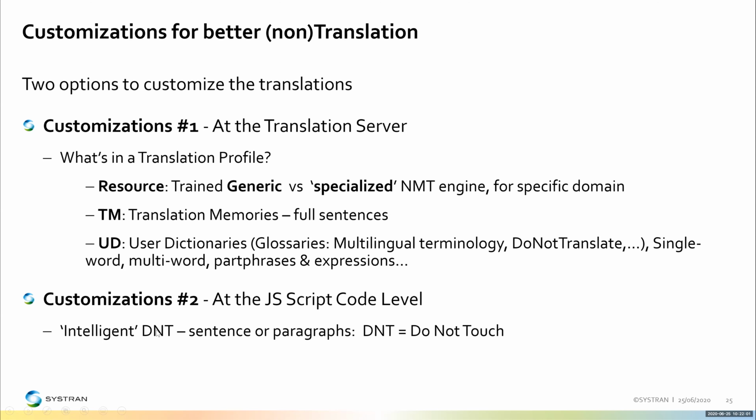And there is one, again, a DNT, which normally means do not translate. But in this case, it's even a little bit stronger. It's really do not touch. It means that the JavaScript widget decides not even to send it to the translation server.